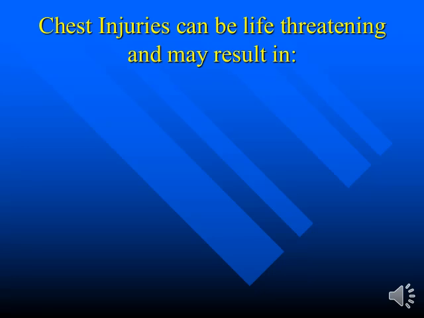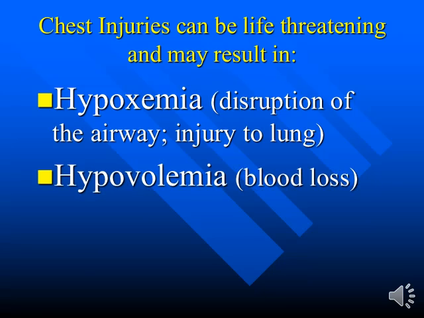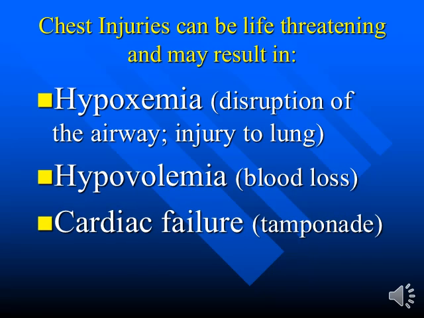Chest injuries can be life-threatening, and most often they are, and they can result in things such as hypoxemia, and we know that hypoxemia is just the disruption of the airway or injury to the lung. It causes problems with our gas exchange, and if we don't have gas exchange, we can't oxygenate our body or the tissues. All right. It can cause hypovolemia, and hypovolemia we know is blood loss. It can also cause cardiac failure or tamponade. And what tamponade is, it's just the blood that's accumulating around the heart, in the sac of the heart. And we will talk more about tamponade this semester.